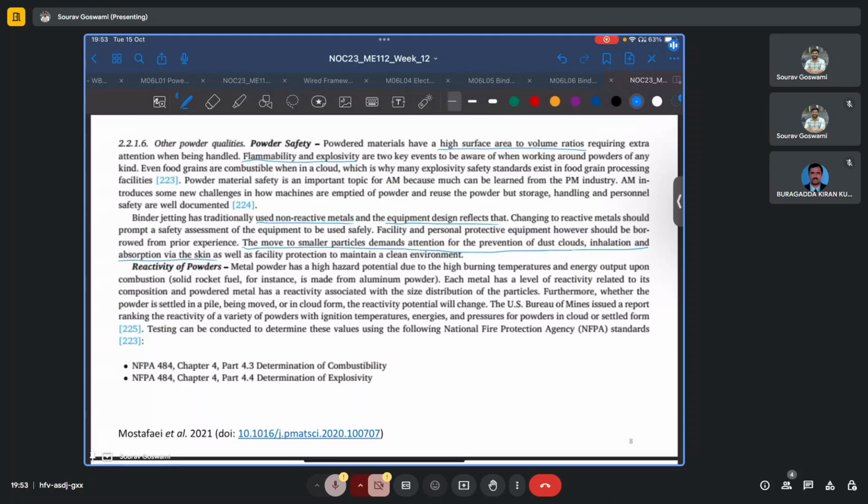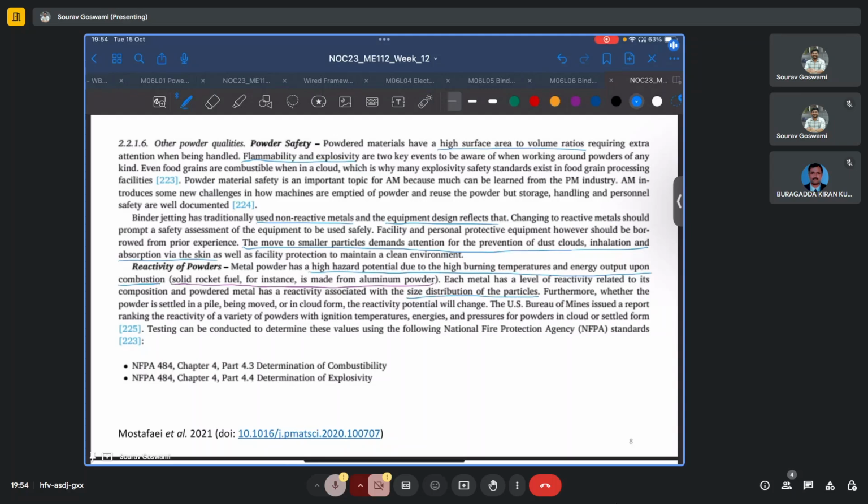The second aspect is the reactivity of the powders, where metal powders have a high hazard potential due to the high burning temperature and energy output upon combustion. A very good example is solid rocket fuel, which is made out of aluminum powder. Each metal has a level of reactivity related to its composition, and powdered metal has a reactivity associated with size distribution as well.